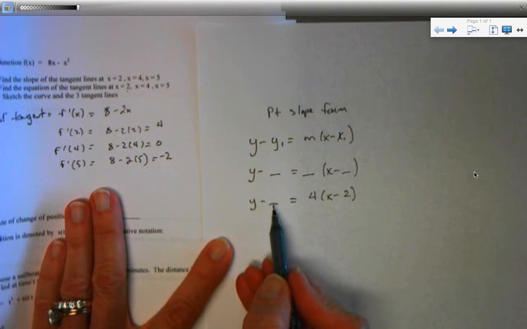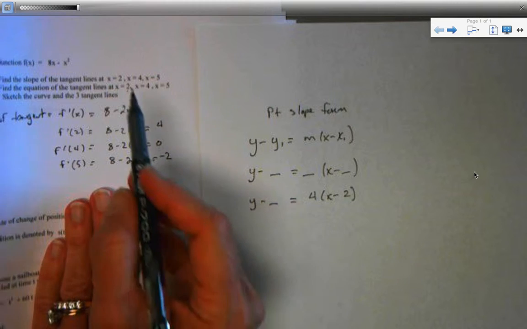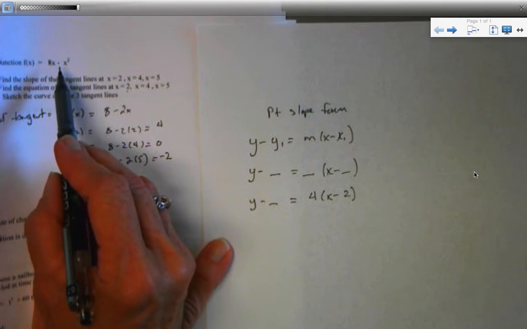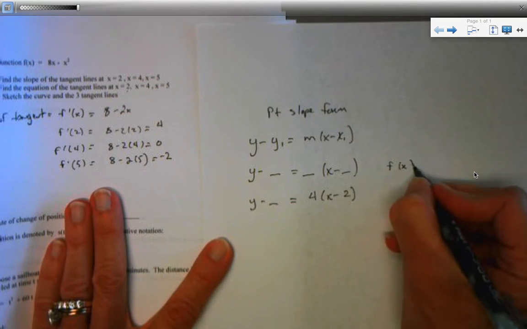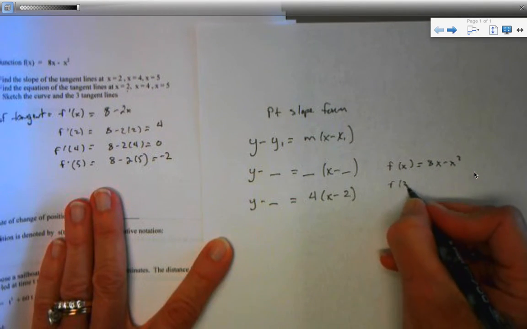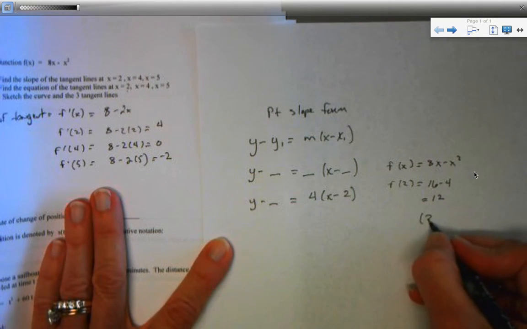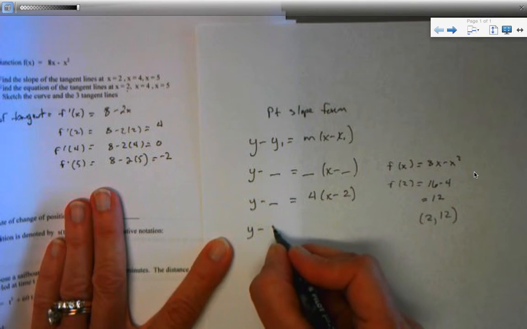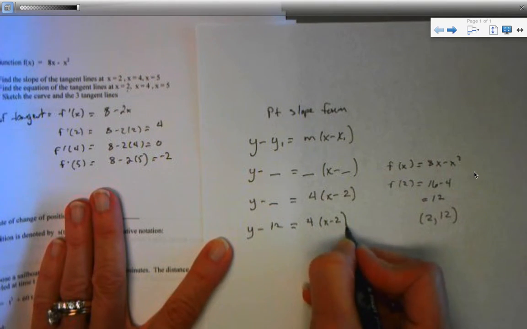Now I've got to find the y-coordinate that matches with 2. Well, when x is 2, its y-coordinate is found when I plug it into the function. So if f of x equals 8x minus x squared, f of 2 equals 16 minus 4, which is 12. So when x is 2, the y value is 12. So finishing my point-slope form, y minus 12 equals 4 times x minus 2.